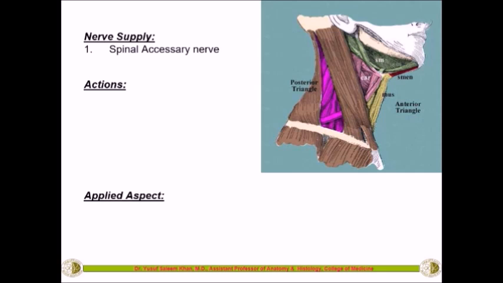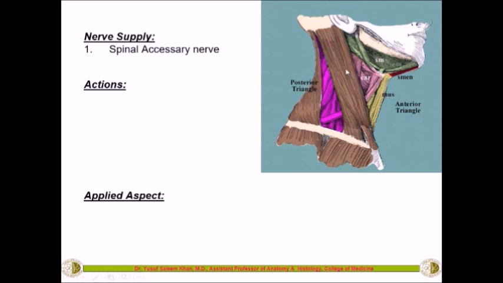Coming to the nerve supply, this is supplied by a cranial nerve, the 11th cranial nerve, also called the spinal accessory nerve. This is the accessory nerve. It has a cranial part as well as a spinal part. So this muscle is supplied by the spinal part of the accessory nerve.